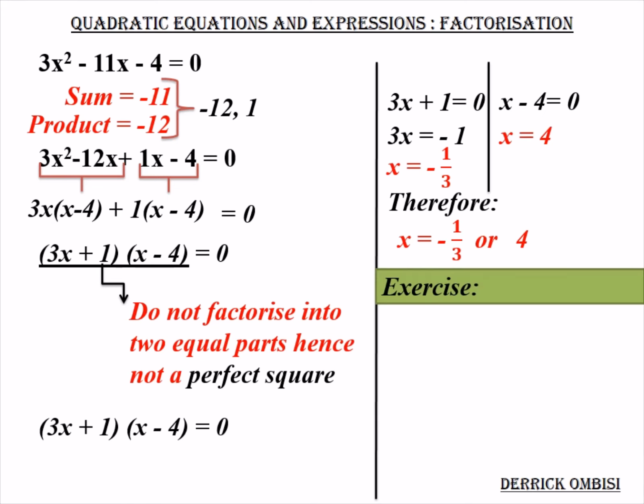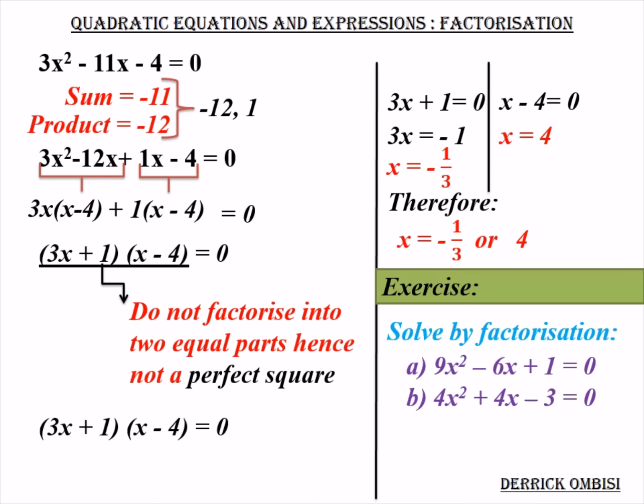And a small exercise for you to try out to see if you understood what factorization is. So solve by factorization. The first question is 9x squared minus 6x plus 1 equals 0. Then 4x squared plus 4x minus 3 equals 0.